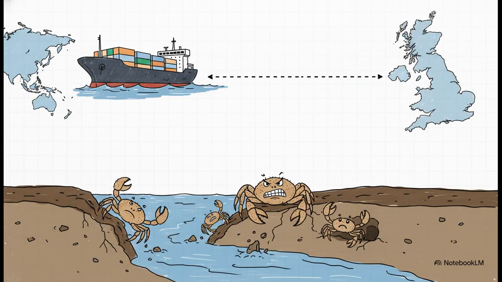A perfect and kinda crazy example is the Chinese mitten crab. It literally hitched a ride to the UK in the ballast water of big ships. So, in its new home, it has almost no predators. And as its numbers boomed, it started causing really serious problems, burrowing into riverbanks, causing them to collapse, all while outcompeting the native species for both food and shelter.